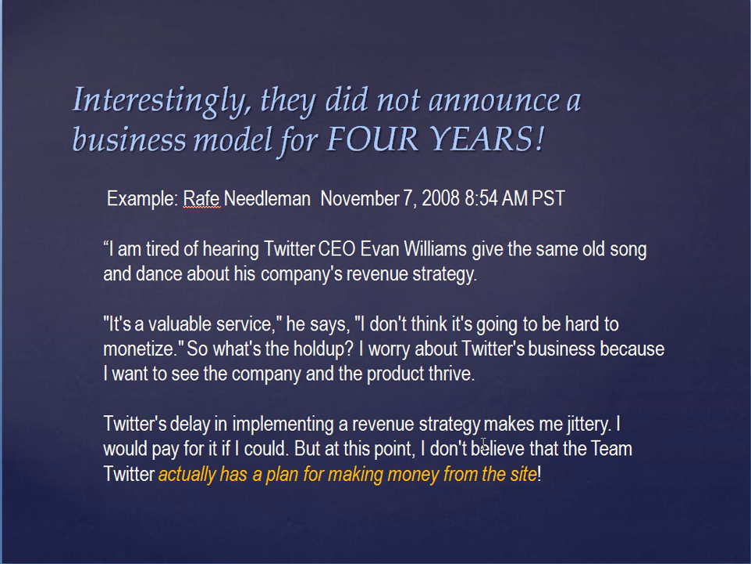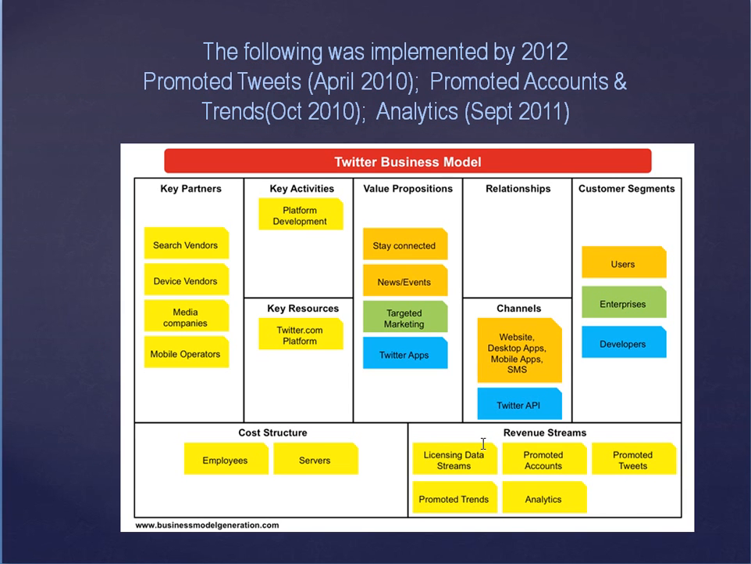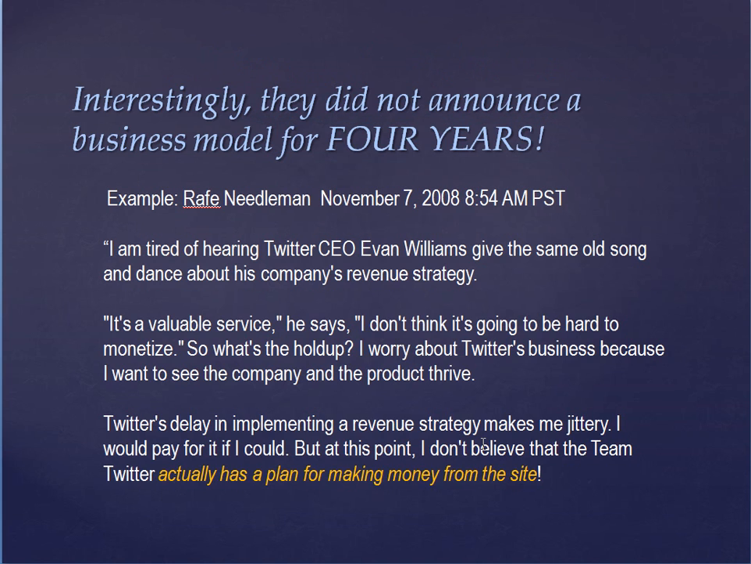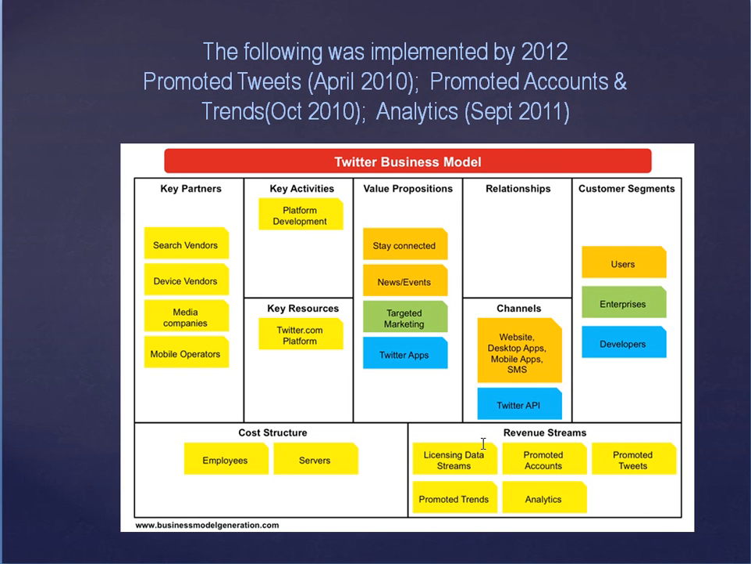Commentators were frustrated, noting at this time that they don't quite understand what's going on, and saying that the delay in implementing a revenue strategy just makes the market jittery. "I would pay for it if I could, but at this point I don't believe Team Twitter actually has a plan for making money from the site." It was a topic that dominated the marketplace. And as a matter of fact, it wasn't for 4 more years until they finally started getting around to implementing a model. And here we have a canvas of their model circa 2012. We finally start to see its elements.